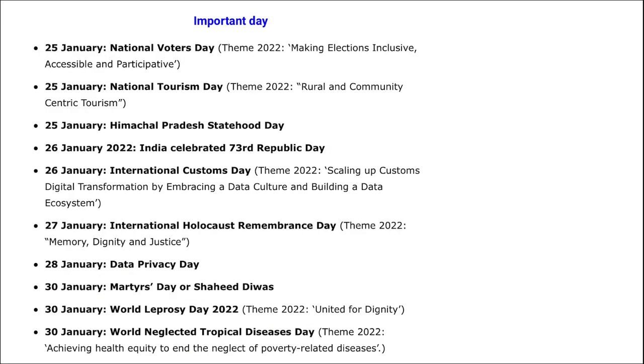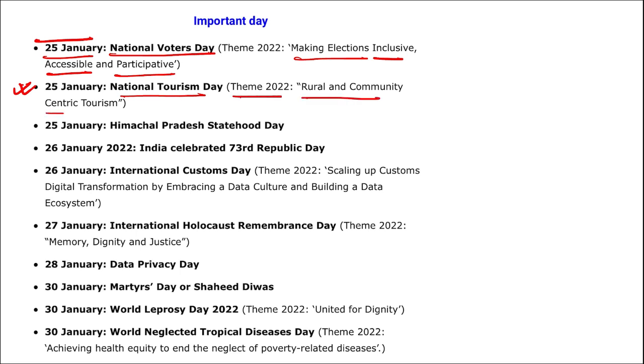Moving on. On 25th of January, we observe National Voters Day. Highly important, mark this. National Voters Day is observed on 25th of January with the theme Making Elections Inclusive, Accessible and Participative. Then National Tourism Day is also observed on 25th of January. The theme for this National Tourism Day is Rural and Community Centric Tourism. On 25th only, we observe Himachal Pradesh Statehood Day.